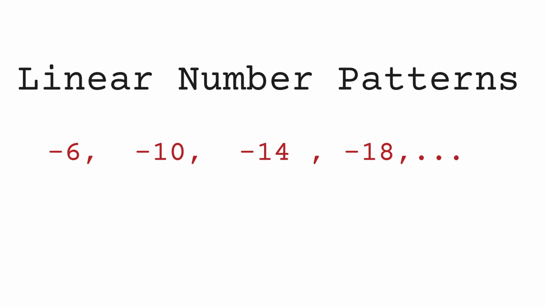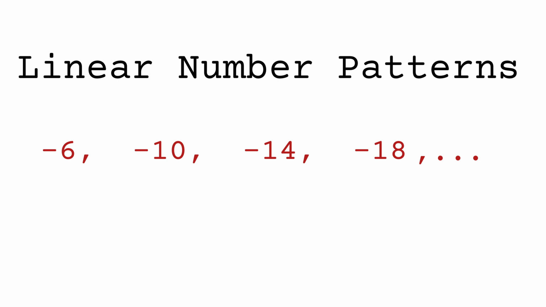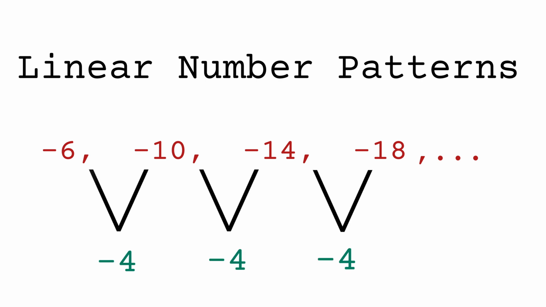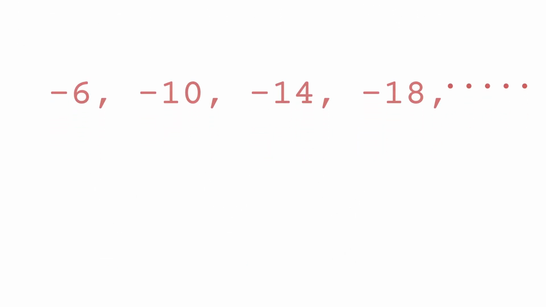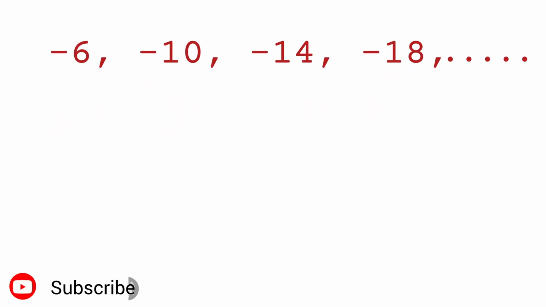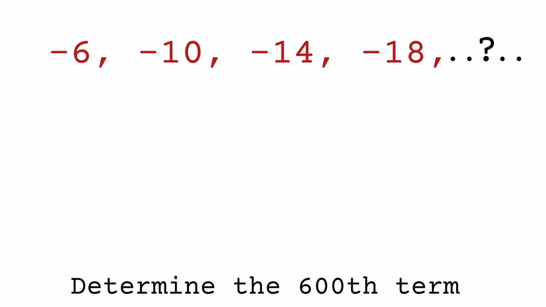Today, we are talking about linear number patterns. A linear number pattern is a sequence of numbers where the difference between the terms is constant. Consider the sequence -6, -10, -14, -18, and the sequence continues, but we are not given the rest of the numbers. What happens if you want to find a specific term in your sequence? For example, determine the 600th term.